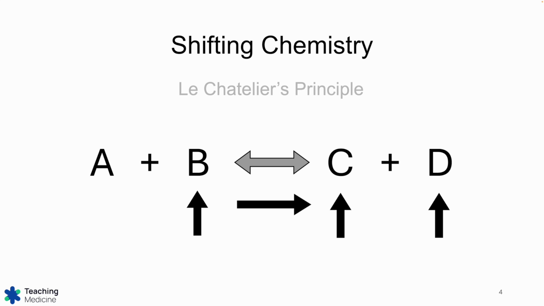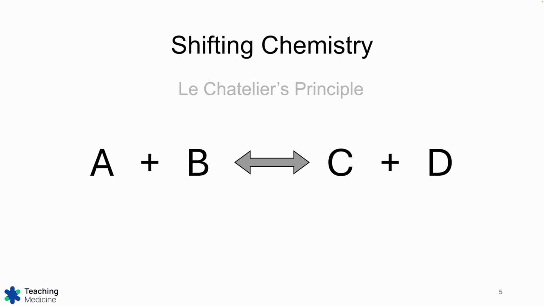So if you add chemical B, it's going to react with chemical A, and it's going to create more of C and D. This is going to consume chemical A. So if we add chemical B, chemical A goes down while chemicals C and D both go up. So this equation shifted from the left side, the A and B, over to the right side to create additional C and D chemicals.